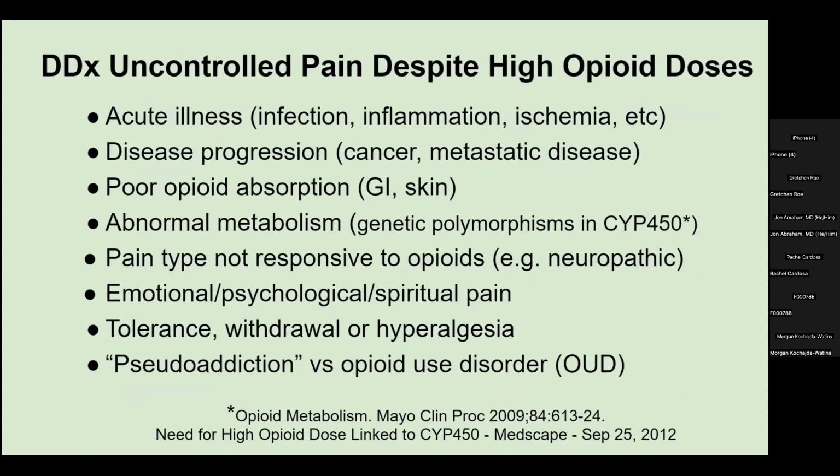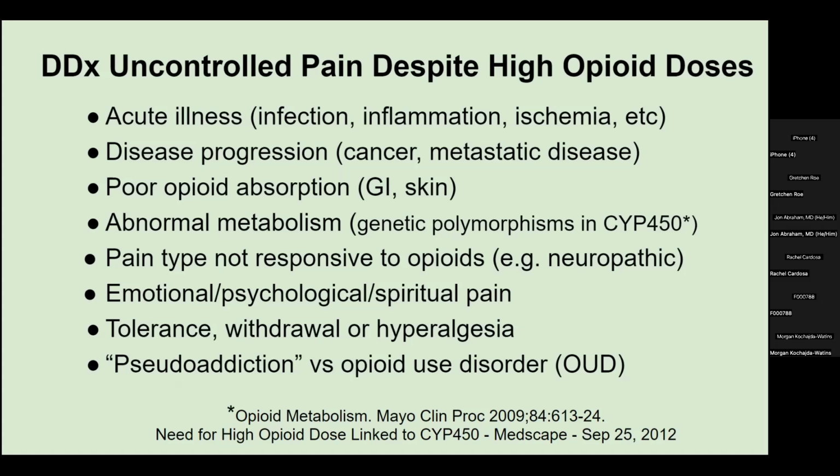So, yeah, when you're faced with someone with uncontrolled pain despite high opioid doses, there's a lot of things you need to think about as possible causes. So they could be having an acute illness like an infection, inflammation, ischemia that is causing more pain or discomfort. Maybe the disease is progressing. Maybe the cancer is starting to invade nerves or bone or other places that is just causing a lot of pain. Or maybe they're not absorbing it well through the gut or through the skin because of either abnormal gut motility or not enough adipose tissue.